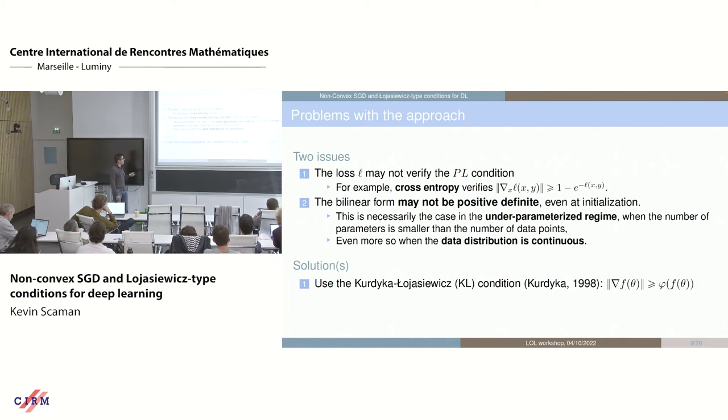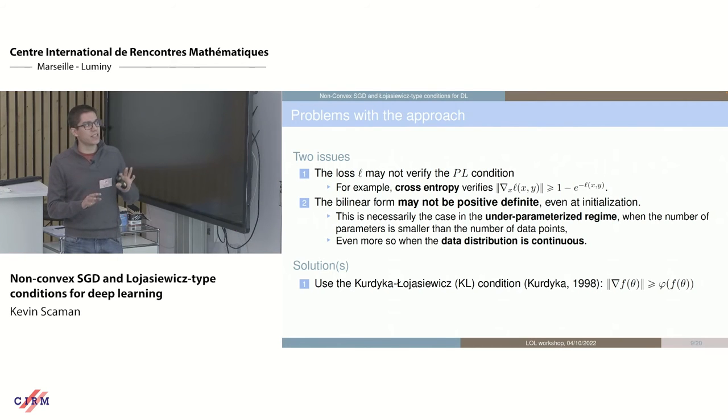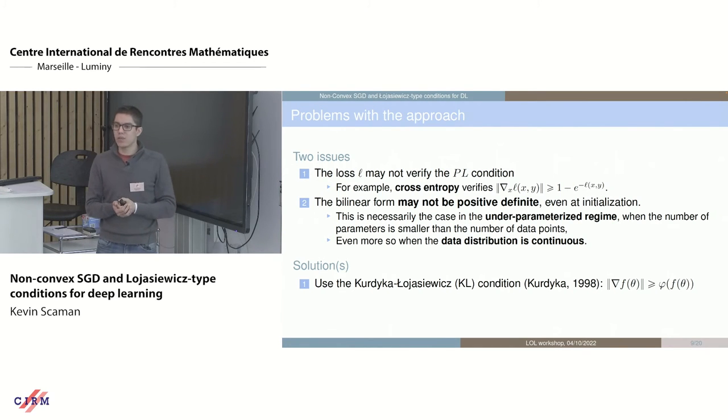The first solution is to use the Kurdyka-Łojasiewicz condition instead of Polyak-Łojasiewicz. This is not a very big issue, as you will see. Basically, you need to be a bit more careful when you do the analysis, but in the smooth setting, it remains relatively simple.